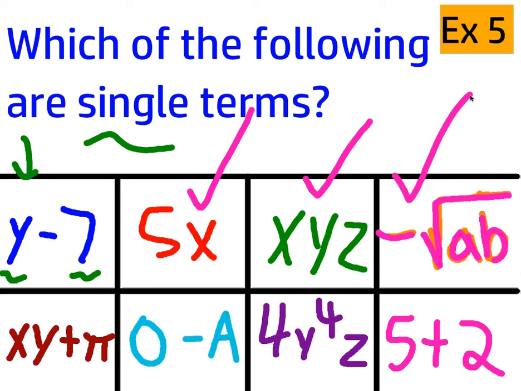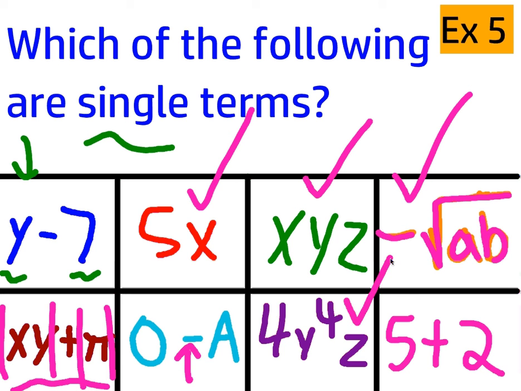Now the next one we have xy plus pi, so that's actually two terms, so that is not a single term. It's separated by the plus sign. Same for this one, there's a minus sign, so we have two terms, 0 and a. Now the next one we're good because there is no addition or subtraction. It's 4y to the fourth z, so that is a single term. And finally we have 5 plus 2, so again we have the separation of two terms by the plus sign. So in all we have four single terms on this slide: 5x, xyz, negative square root of ab, and 4y to the fourth z.